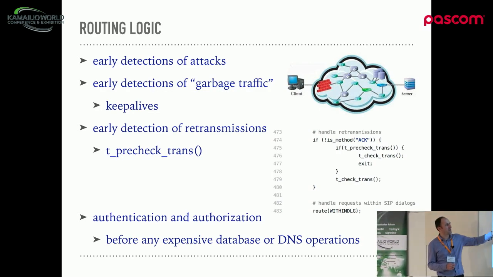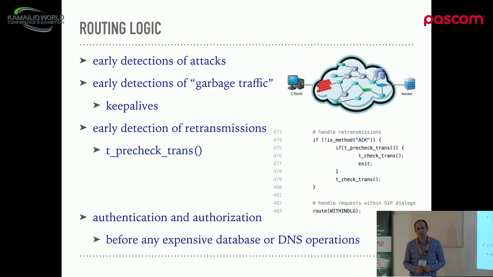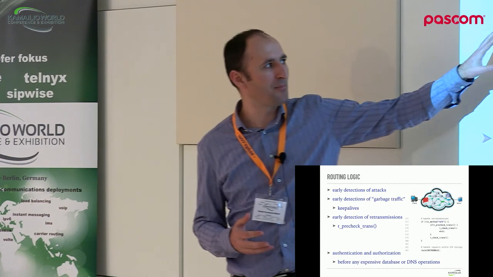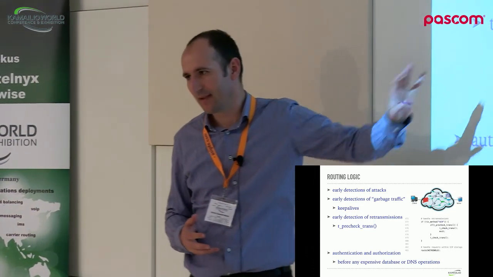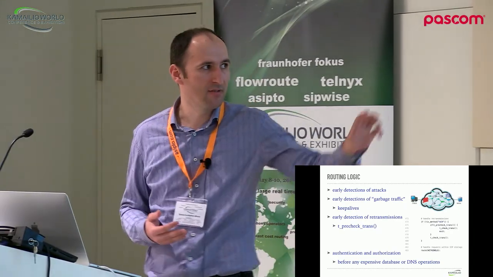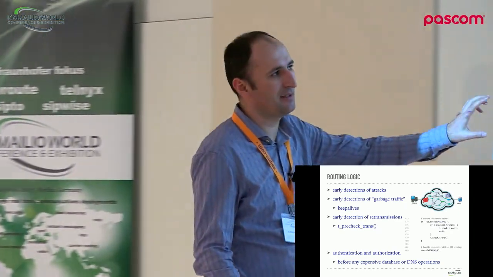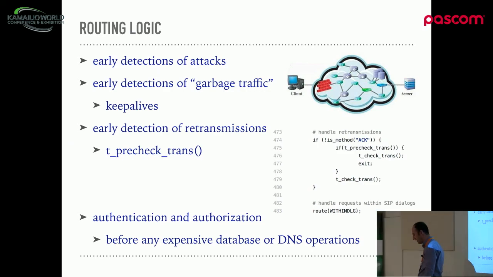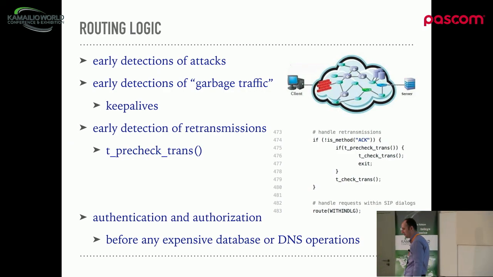Detection of retransmission is also very important. We've been working in the last years to have a new method. And if you are not using t_precheck_trans, then you are not using the new mechanism. Look at it. Also, this is the part from the config file. The devel at this moment, the stable is more or less the same. So it's using t_precheck_trans along with t_check_trans, the old single line that we use for retransmission.